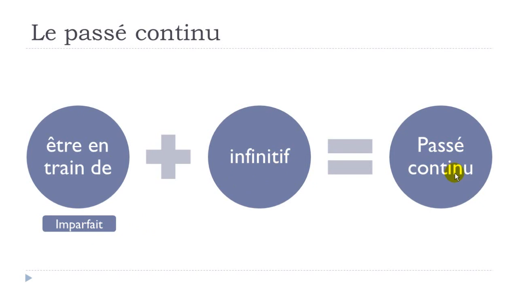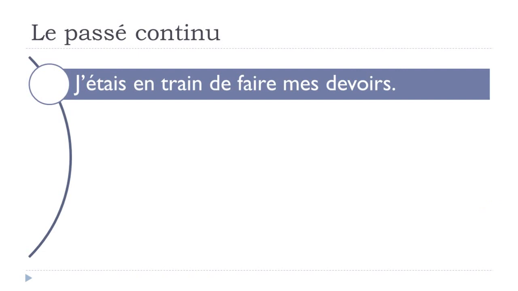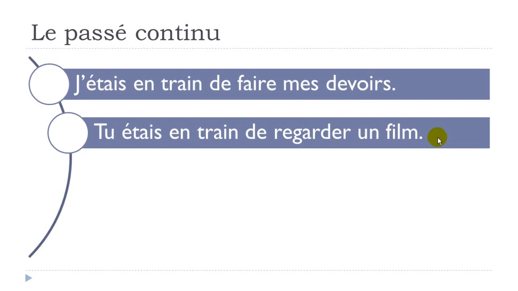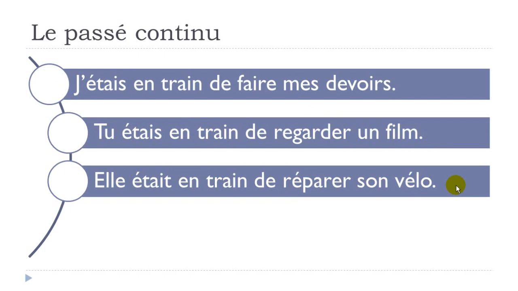Okay, so you know what? We'll take exactly the same sentences that we had as examples for the present, but we just put them at the passé. And here we go. J'étais en train de faire mes devoirs. So as you can see, the only thing that will change in this structure is être, okay, because in that case, you should put it at the imparfait form. J'étais en train de faire mes devoirs. Tu étais en train de regarder un film. Elle était en train de réparer son vélo. Il était en train de préparer le petit déjeuner.